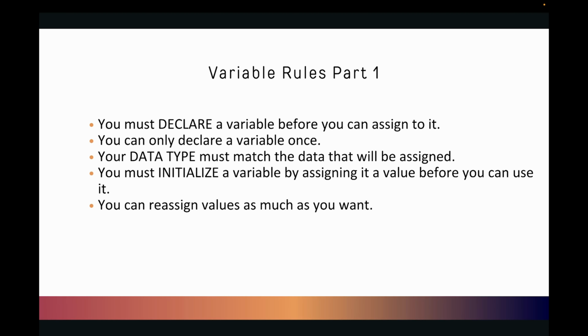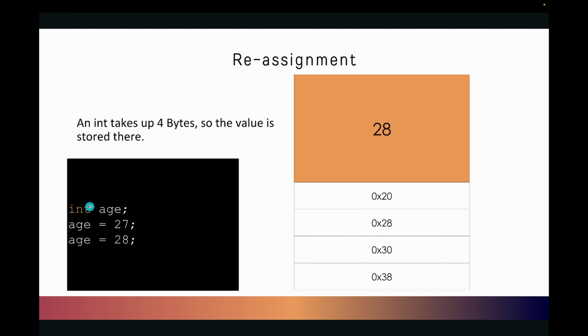You have to declare a variable before you can use it. You can only declare a variable once. The data type must match the data that's being assigned, and you have to initialize a variable by assigning it before you can use it. But you can reassign values as much as you want. So again, you have to say what the variable name is, so it can allocate the memory.